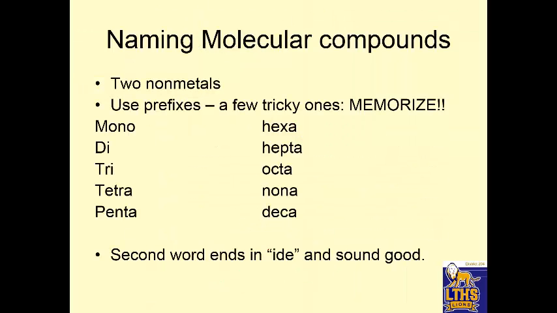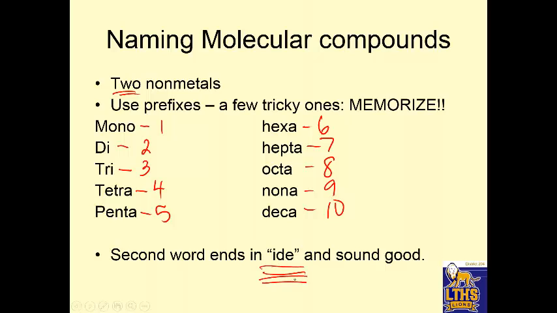So what if you have a molecular compound? Then you have two nonmetals, so you have to name that molecular compound. When we name it, we use these prefixes to tell us how many of each atom. If there's one atom, we say mono. Two atoms, di. Three atoms, tri. Four atoms, tetra. Five atoms, penta. I think you get the pattern, and they keep going. Octa means 8, nona 9, and deca 10. The second word of the molecular compound ends in the suffix IDE to make it sound good.